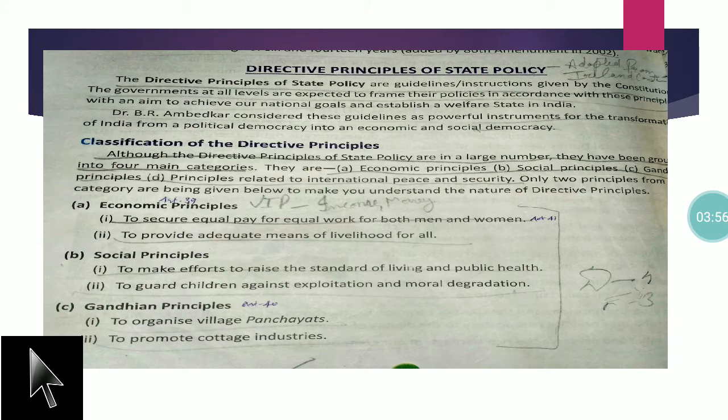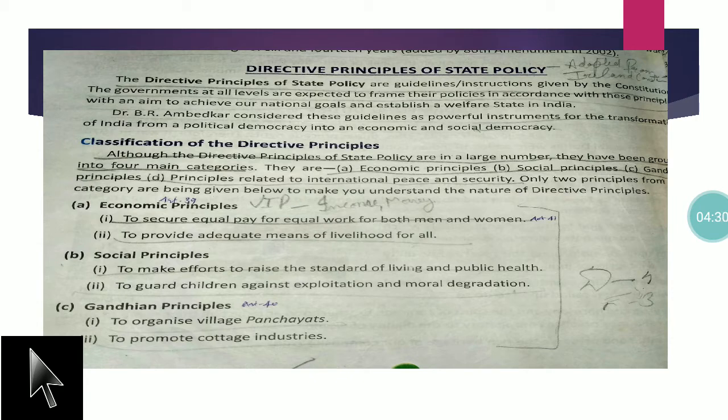Next we have this page of the book, where these things are mentioned in your book. First of all, we can start from the introduction or the definition part. What exactly are the directive principles, as mentioned in your book? The directive principles of state policy are guidelines, instructions given by the Constitution. The governments at all levels, whether it is the state government or the central government, are expected to frame their policies with an aim to achieve our national goals. Whatever goals are there have to be achieved, towards a welfare state in India as well.